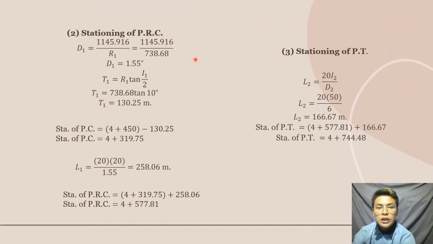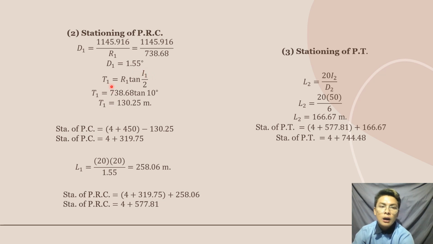Next is the stationing of PRC. Before we get our stationing of PRC, we must first get our degree of the curve, the tangent, the station of PC, and our length. So first, we must get our first degree of the curve using the formula 1145.916 divided by the given R1 earlier. So we get D1 is equal to 1.55 degrees.